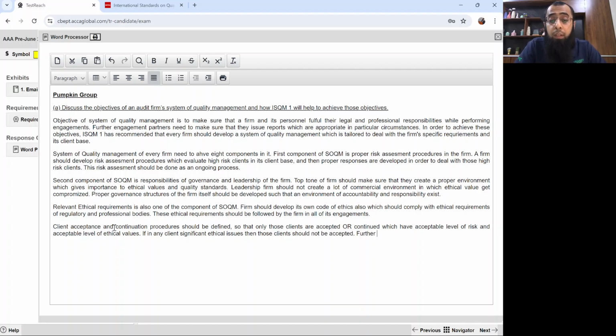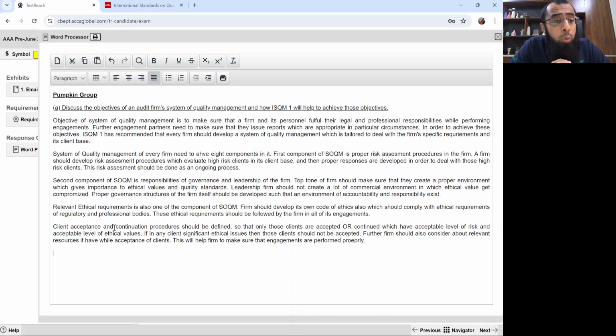Further, the firm should also consider the relevant resources it has while accepting clients. This will help the firm to make sure that engagements are performed properly.